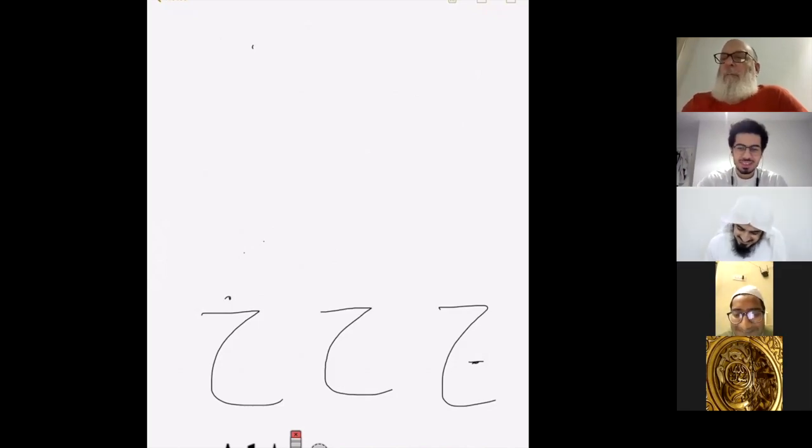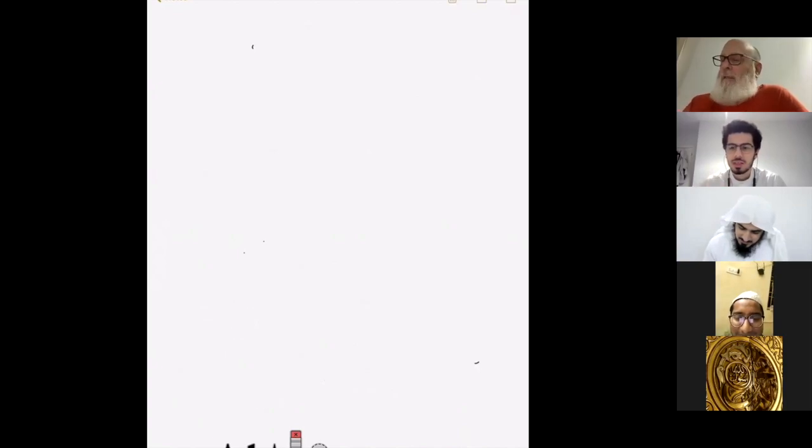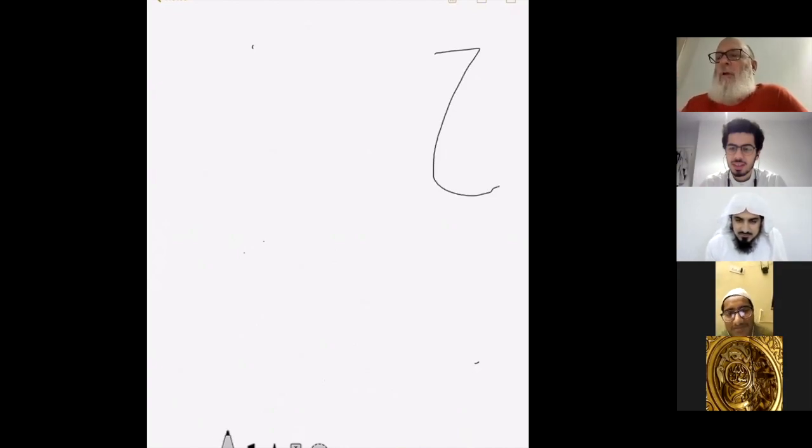Muhsin, any ideas? No, sorry, Sheikh. No ideas. Okay. I have an idea. The way you draw it, Ha looks like a man's nose. So the man's nose with a dot on it is the Jim. Without the dot is the Ha. And with the dot above his nose, it's a Kha.